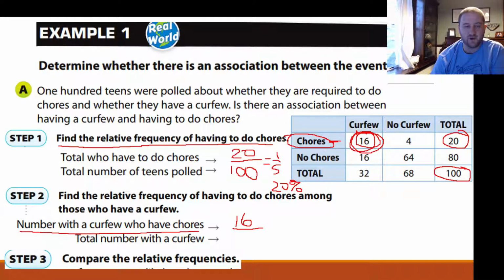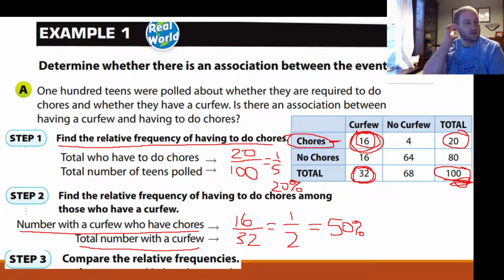And then we're going to put that over the total number of students with a curfew. Now we don't want the total number of students here. We just want the total number of students with a curfew. That's this right here. So 16 over 32. 16 over 32 can reduce to 1/2, which is 50%.